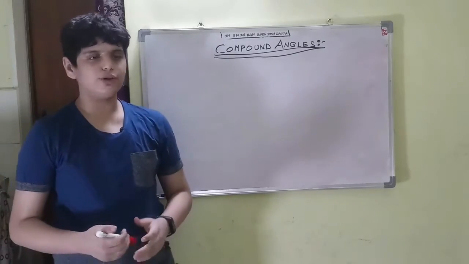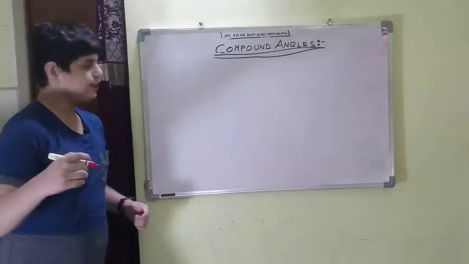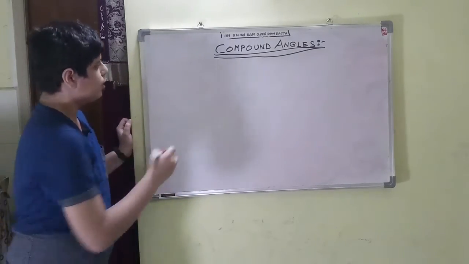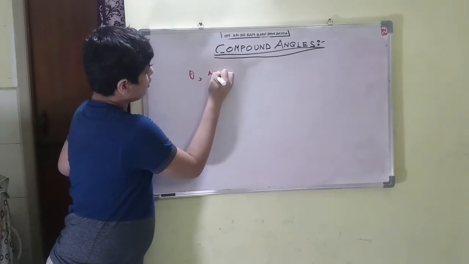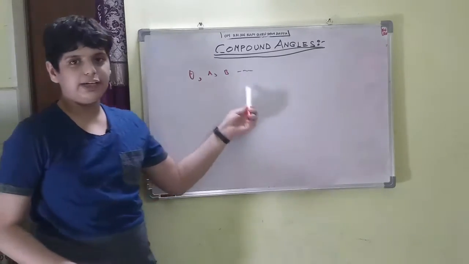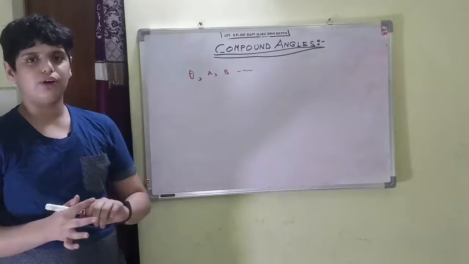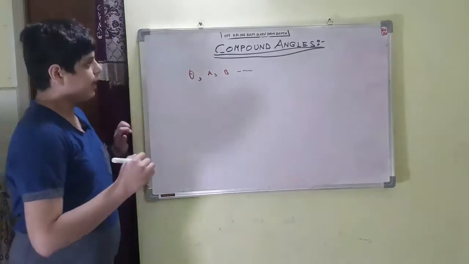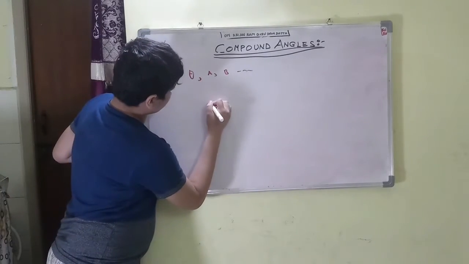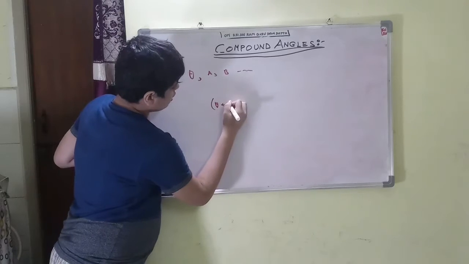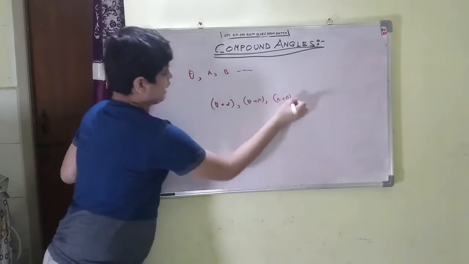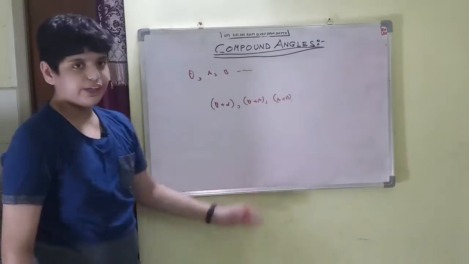So, in the previous video of maths, we discussed trigonometric ratios. In that lecture, we learned how to find values for a single angle like theta, A, B, etc. Like we learned how to find sin theta, sin A, sin B, sin C. We learned to find the values only for a single term. But in compound angles, compound means more than one. So here we will learn how to find the values for theta plus alpha, A plus B. So sin of theta plus alpha, cos of theta plus alpha, tan of theta plus alpha.